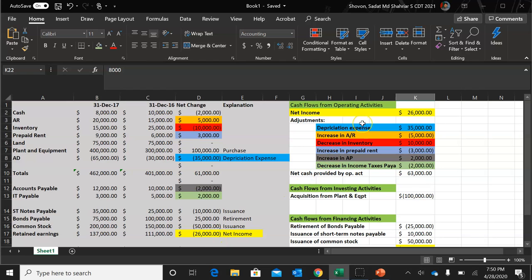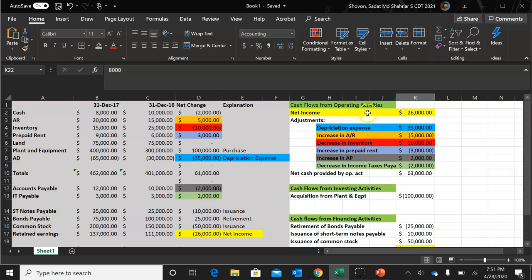To remember one thing is that the values of the cash flow statement should always be opposite to the values of the accrual basis. So as you can see, that net income was $26,000 in the negative value, but here in the cash flow statement it is $26,000. To help you understand, I highlighted all of them in colors and matched them with the accrual basis of accounting here.